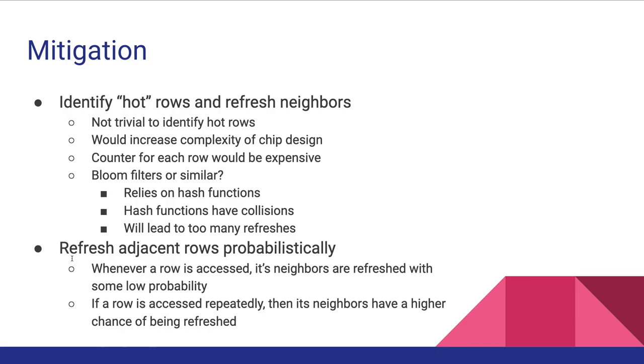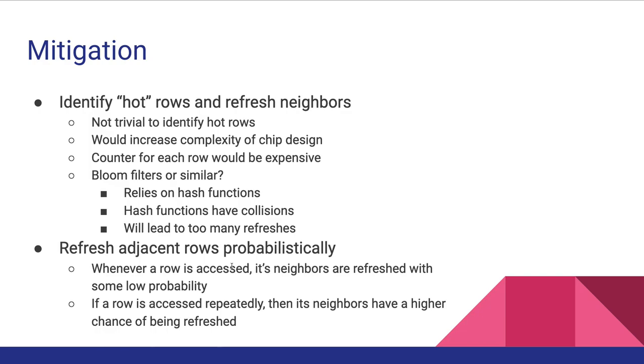So the researchers' final solution is to try and refresh adjacent rows with some probability. And they reason that every time you access a row, you refresh its neighbors with some low probability. And if a row is being hammered, then its neighbors have a higher chance of being refreshed, which gets rid of these bit flips.